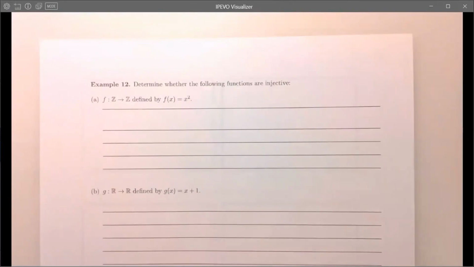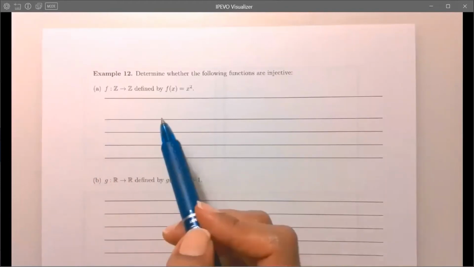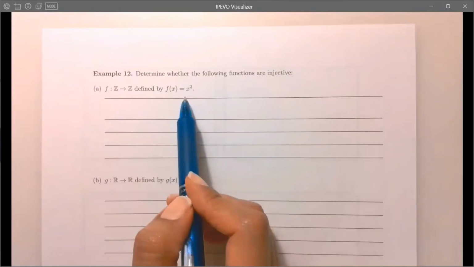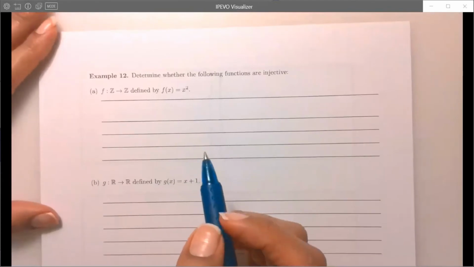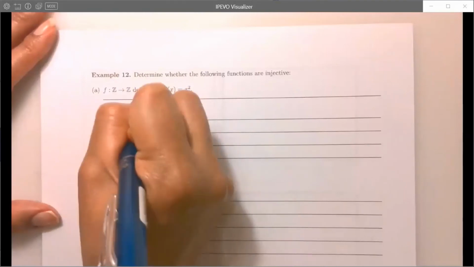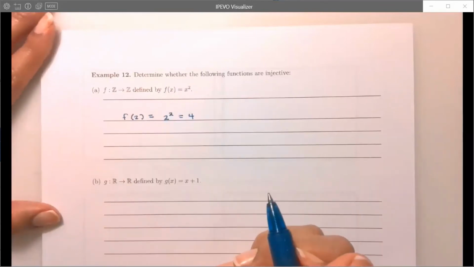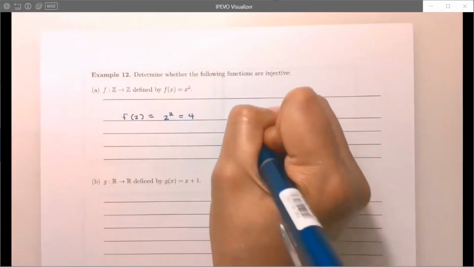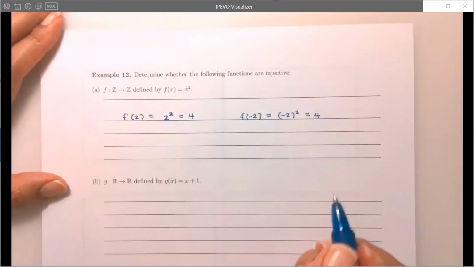Right, for example 12, they're asking us to determine whether the following functions are injective. Part A is the function from the set of integers to the set of integers, which is defined by f of x is equal to x squared. Okay, well, if we take a look at, let's say, f of 2, f of 2 is 2 squared, which is 4. But if we take a look at f of negative 2, negative 2 squared is also going to be 4.